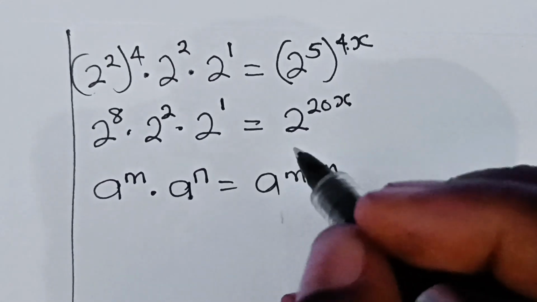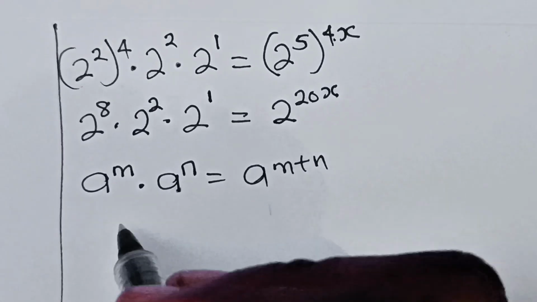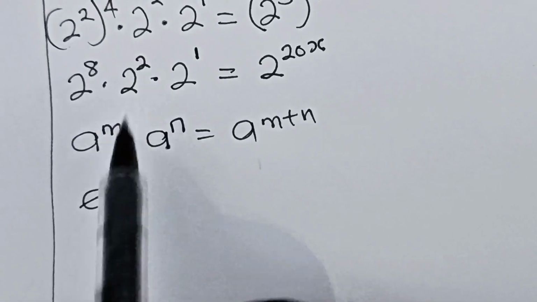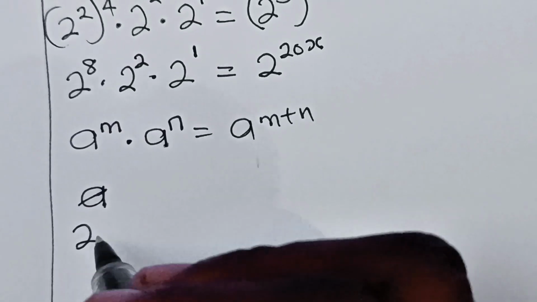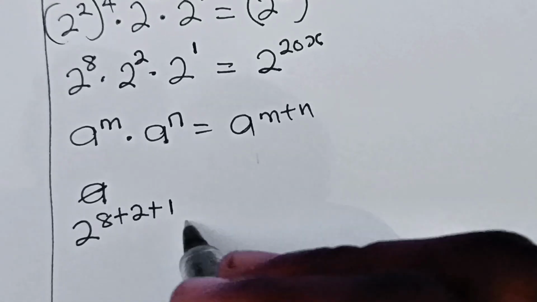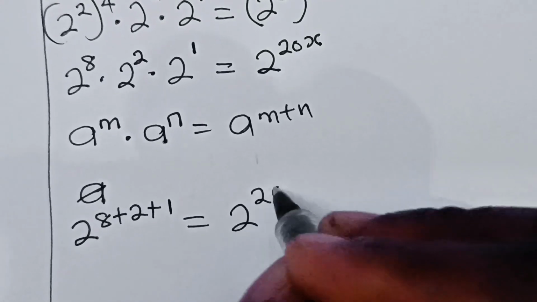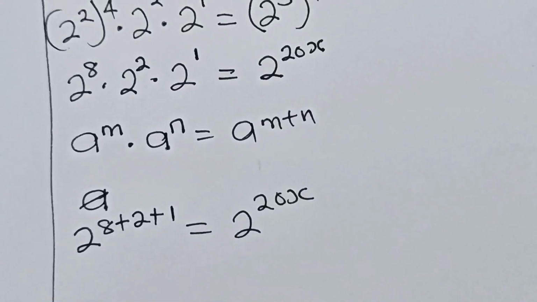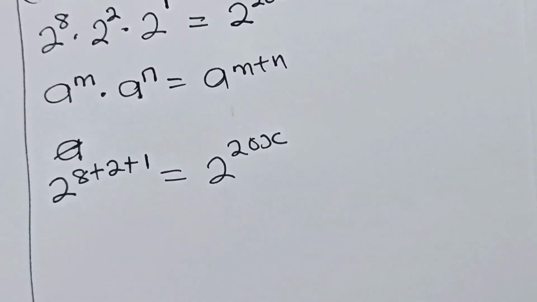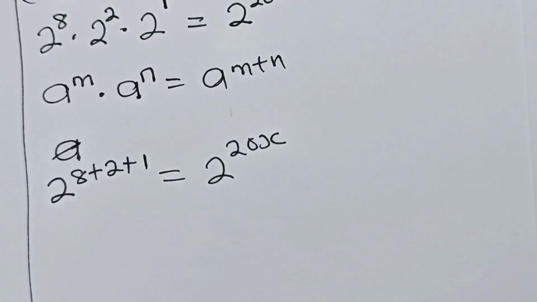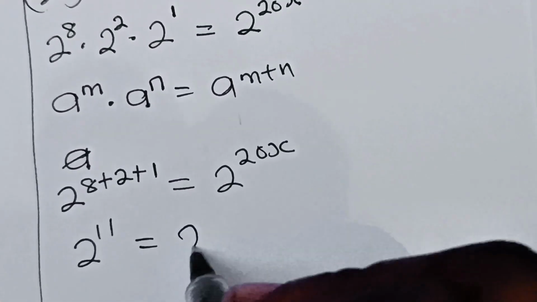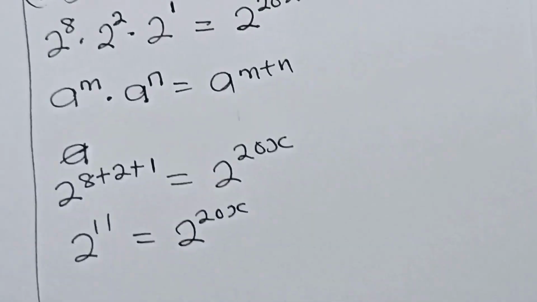That means that we can solve this as 2 to the power of 8 plus 2 plus 1 is equal to 2 to the power of 20x. Now, we are going to prove that the answer we got is correct, which is the most interesting aspect of this video. So please stay tuned, okay? So we have 2 to the power of 11 is equal to 2 to the power of 20x.